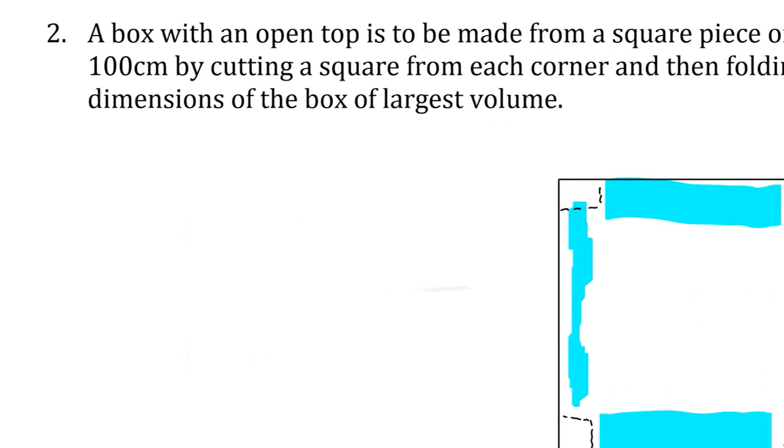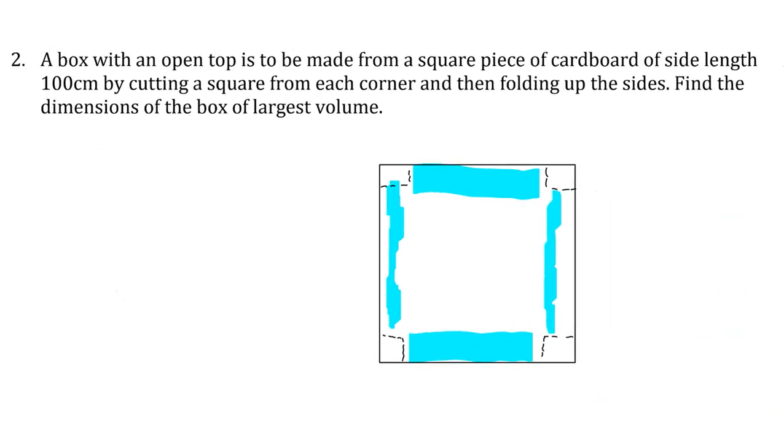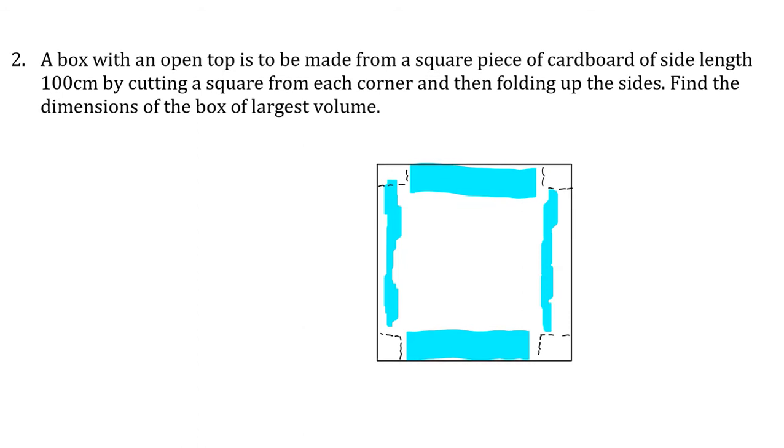Okay. So how do we solve this one? Let's start labeling this thing. A box with an open top is to be made from a square piece of cardboard, side lengths 100 centimeters. So that's 100. That's 100. What do we do?